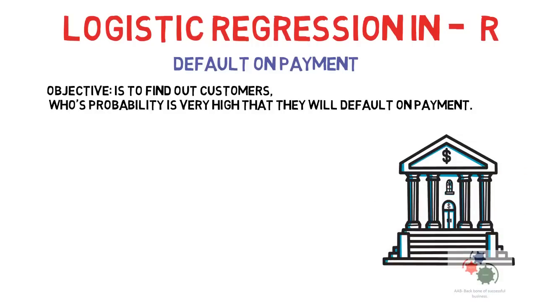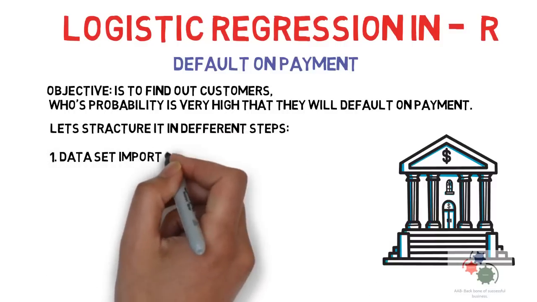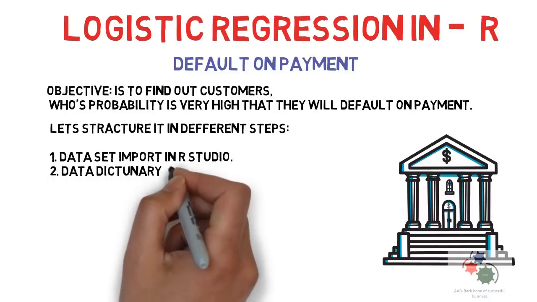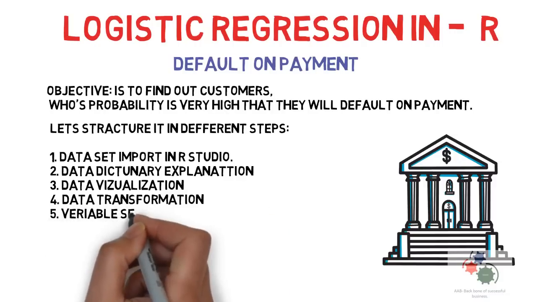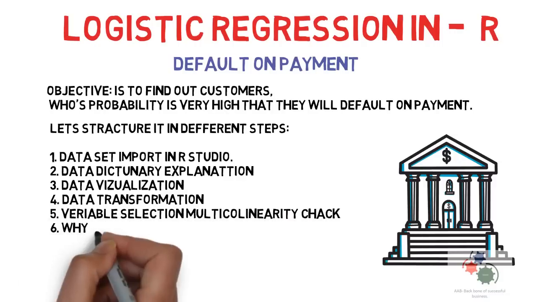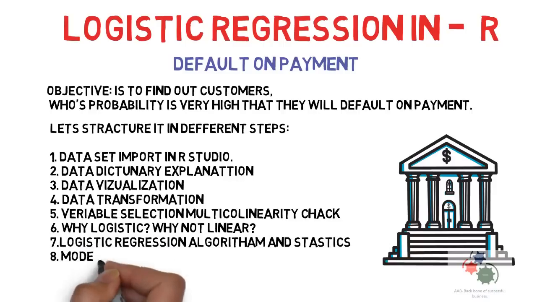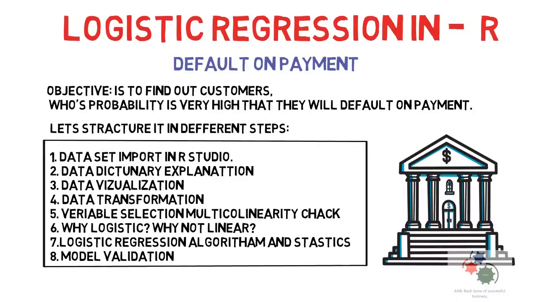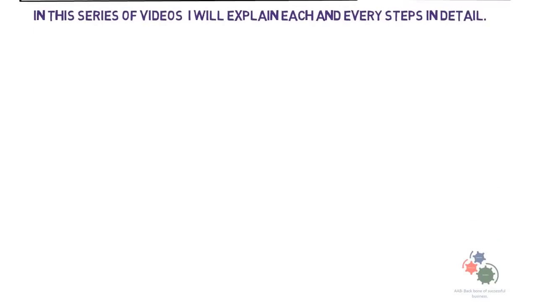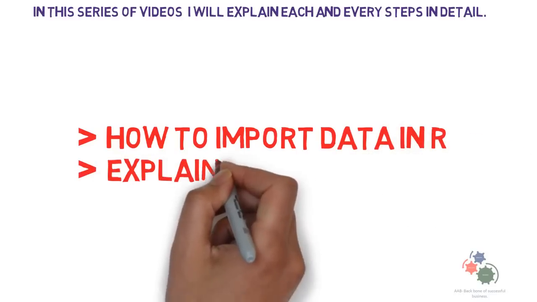Let's structure the entire process in different steps: dataset import into RStudio, data dictionary explanation, data visualization and business insight, data transformation, variable selection and multicollinearity check, why logistic and why not linear regression, logistic regression algorithm and statistics, and model validation. Let's start. How to import data in R? Explain data dictionary.